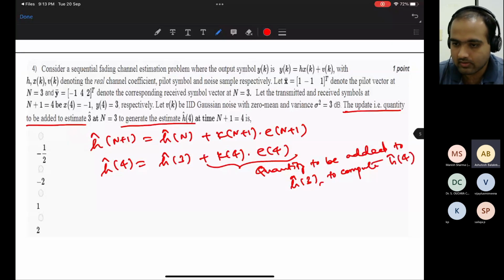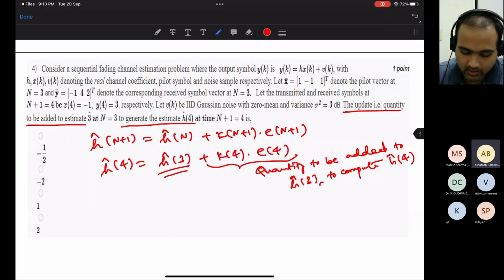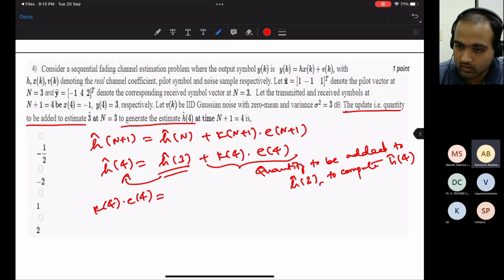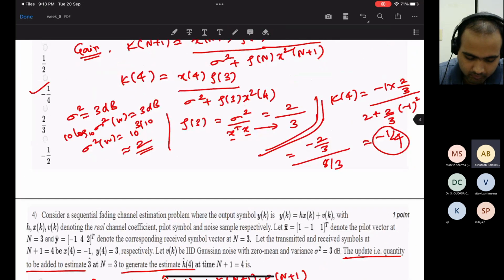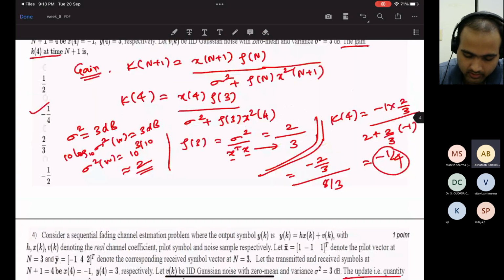Are you getting this? So k4 times e4 is the quantity which you need to add to h hat of 3 to get h hat of 4. This is what the question is asking. So we need the value of k4 multiplied with e4. And what is k4? We solved k4 in the previous step: k4 is minus 1 by 4.